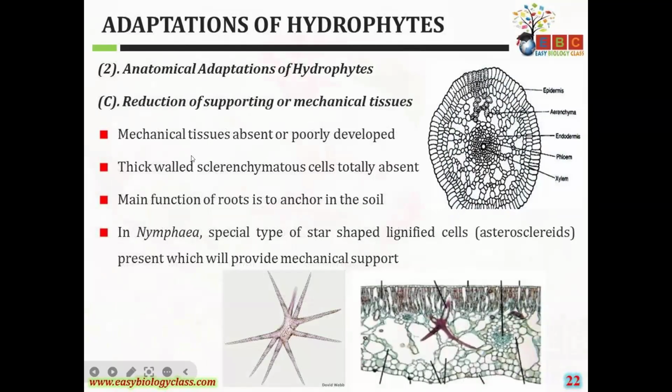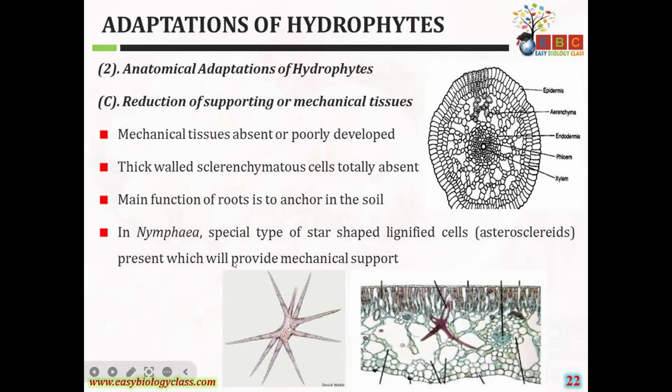Next one is a reduction of the supporting or mechanical tissue. Mechanical tissue is absent or poorly developed in hydrophytes, and thick-walled sclerenchymatous cells are totally absent. The main function of the roots is to anchor in the soil. In Nymphaea, there is a special type. So this is also important.